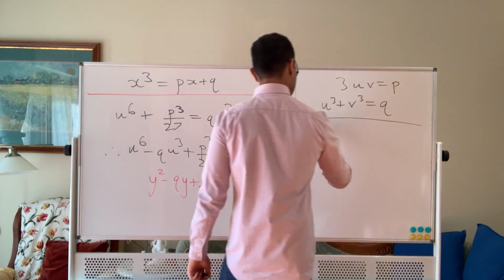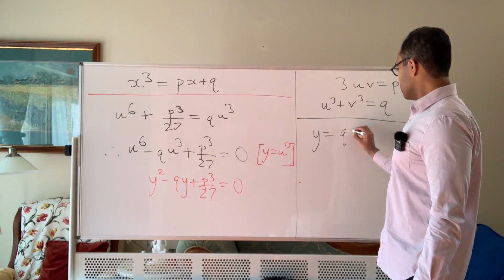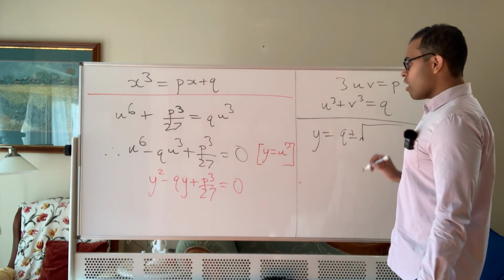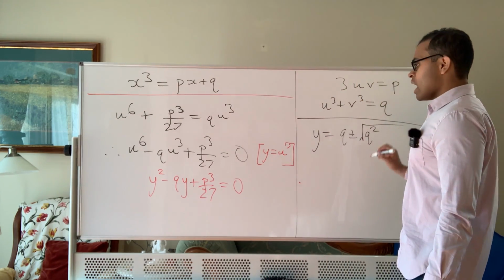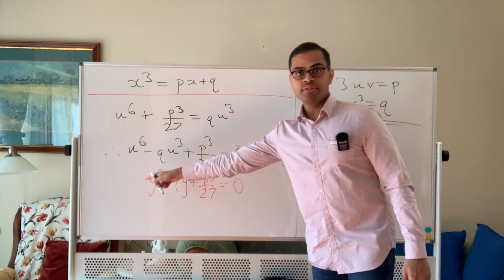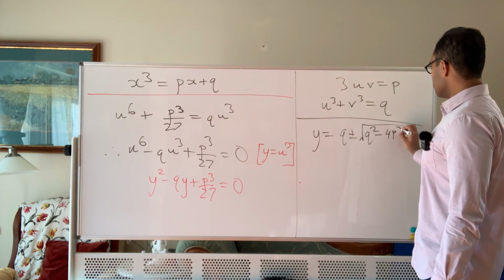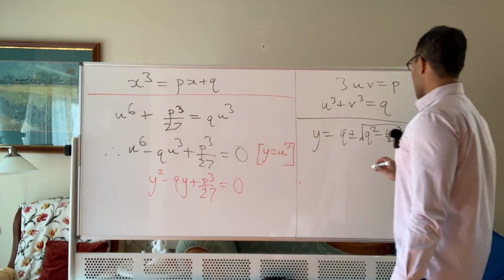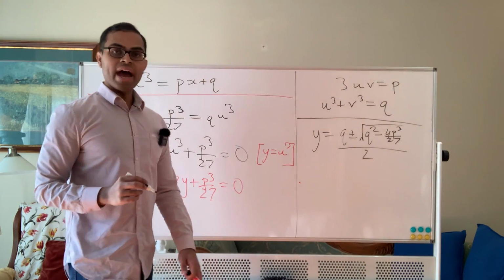So y is going to equal minus the second coefficient, so it's going to be plus q, plus or minus the root of the second coefficient squared, which is q squared, minus 4 times the first coefficient times the third coefficient, which is minus 4p cubed over 27, the whole thing divided by 2. Okay, so that's going to equal y.